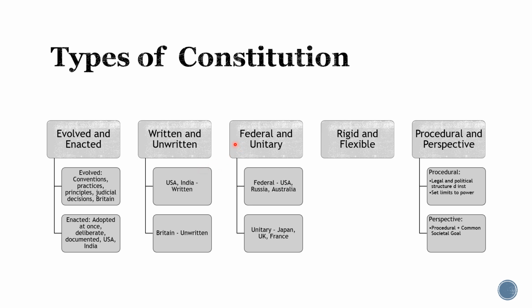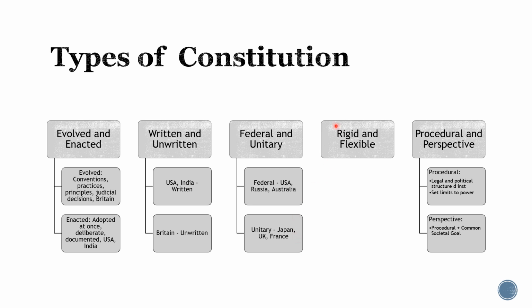Then we have federal versus unitary constitution. A federal constitution is like a federation of different states where all these different states have their own autonomy, and the examples being US, Russia, Australia. Then in a unitary state, it's the center that is all powerful, and it's not a collection of different states with autonomy. It's only the center that makes decisions, and there's a central government.